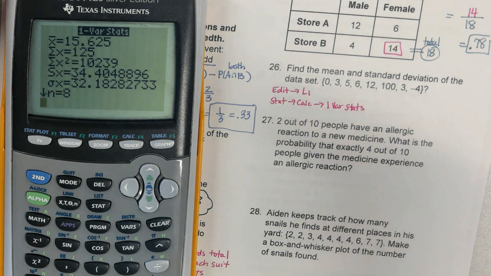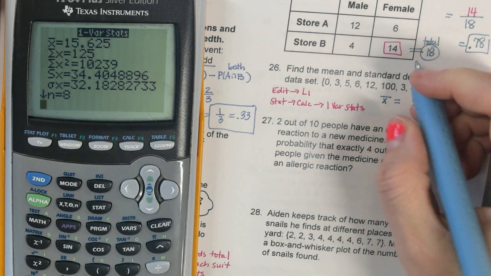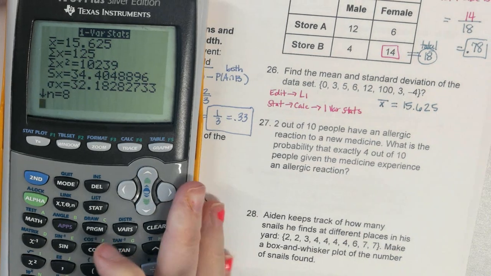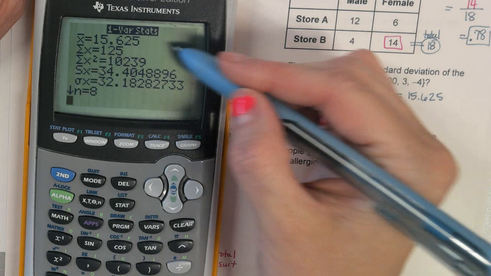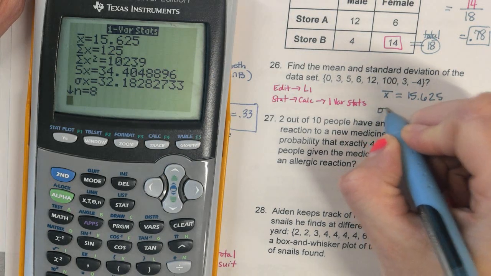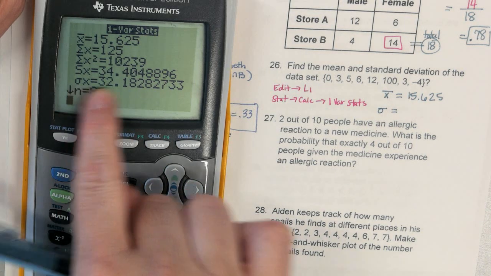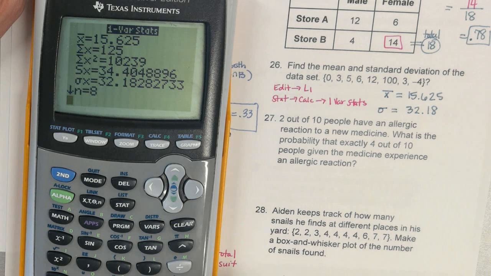Now we have to know what the symbol is for the mean. So the mean is the x with the line over it. This is exactly 15.625, which is how we wrote it out. If it's a decimal that goes on forever, then it will be rounded. And then the standard deviation is this sigma symbol, looks like this. It's 32.18.